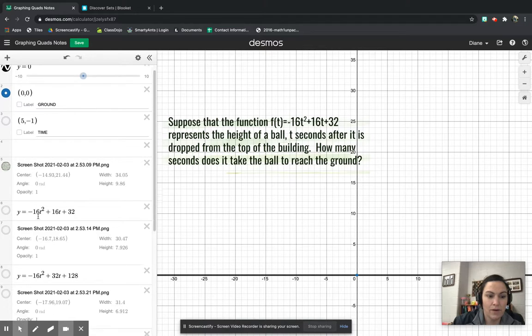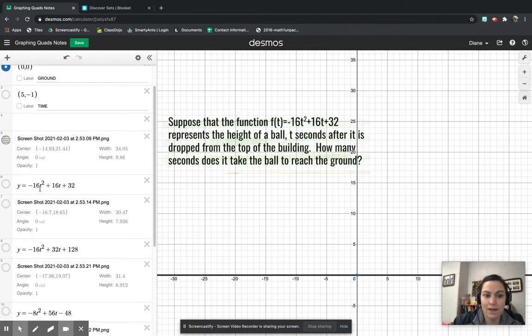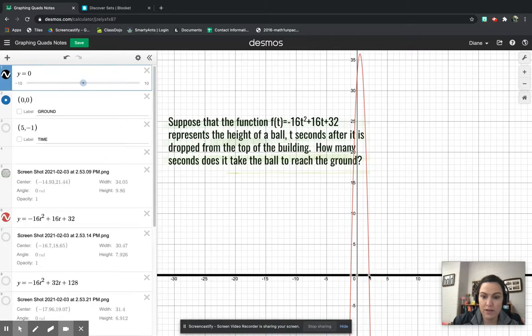So right here I've typed in y equals negative 16t squared plus 16t plus 32. And I'm going to click this little dot, and that's going to put my quadratic in. So I can hover and move it to here, and it shows me that it crosses the x-axis at 2, 0. So it took 2 seconds for the ball to hit the ground, because this is our time. 2 seconds.